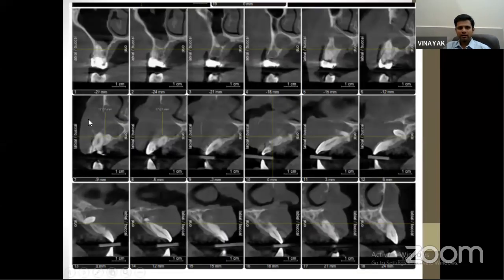Same thing in cross sections. You can see the expansion. And this is the position of the tooth. The root apex is palatally placed. It is apical to 1-1 and 2-1.